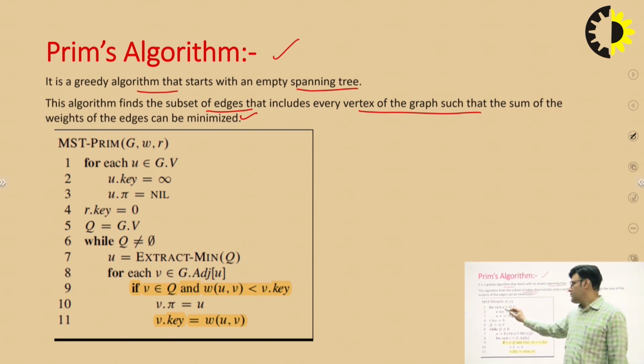This is R. So for each U, initial vertex which belongs to vertex of my graph. Okay, firstly I will put the key value of that U as infinity. Infinity means I haven't traveled any vertex. So firstly we will initialize the root element. Then I assume that from that root element all the vertices are at infinity distance. Okay, so I will initialize the key value of all these vertices that I am going to travel as infinity.